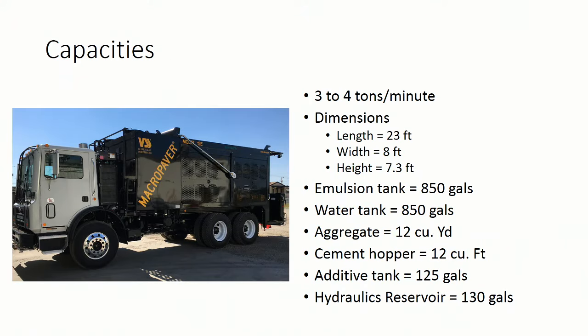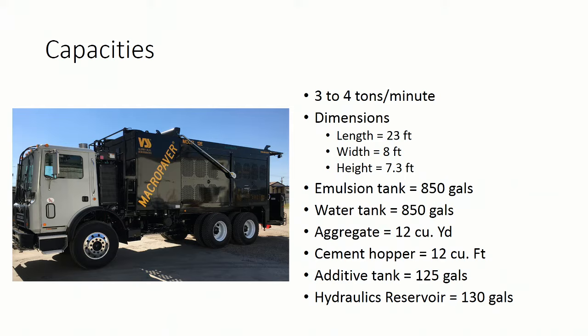So if we get back to the machine, I want to quickly go through the capacities. We're a 3 to 4 ton a minute machine. We've got the largest pug mill in the industry. If you look at the gate opening on this machine, it's the largest in the industry. And that's born out of a very large contractor who has the needs for high production and who has the needs for a machine that operates reliably all season long.